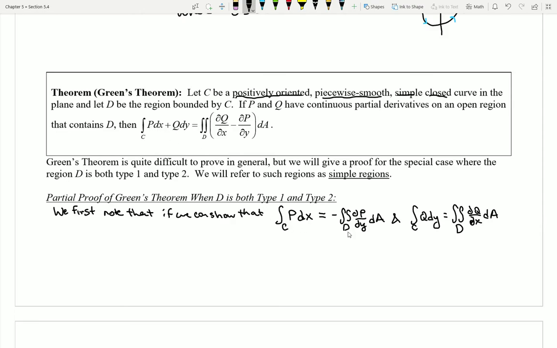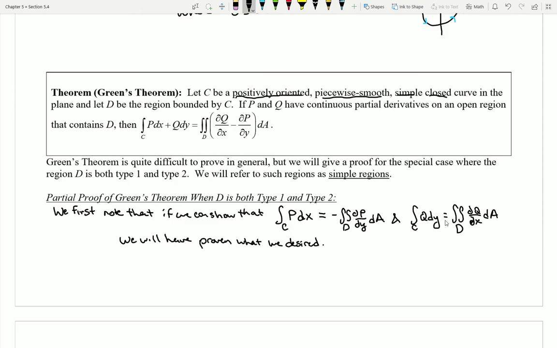Because notice, if I add the 2 left-hand sides together, I create the left integral. And if I add the 2 right-hand sides together, I create this other integral. So really, if I can show these 2 things, then I'll actually be perfectly good. So if I can show these 2 things, we will have proven what we desired. So this is going to be our goal, to show these 2 facts. And actually, I'm not going to try to show the first one.